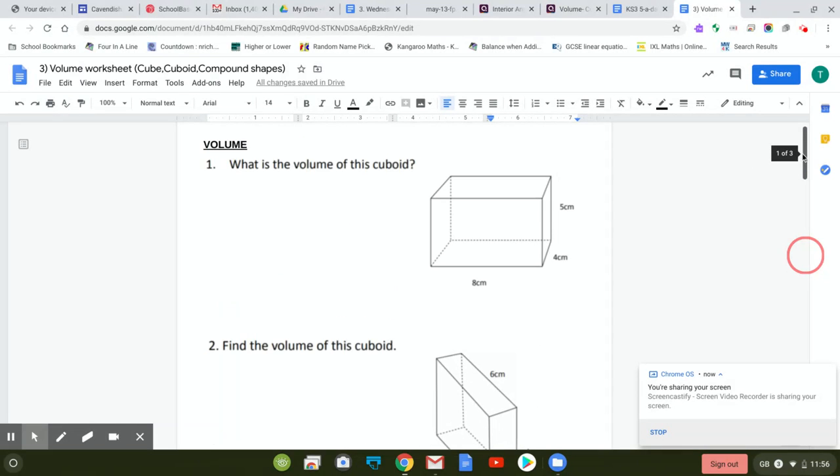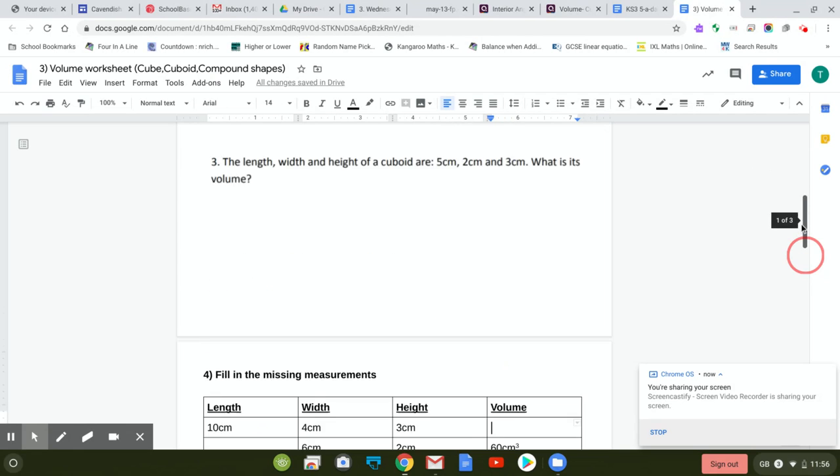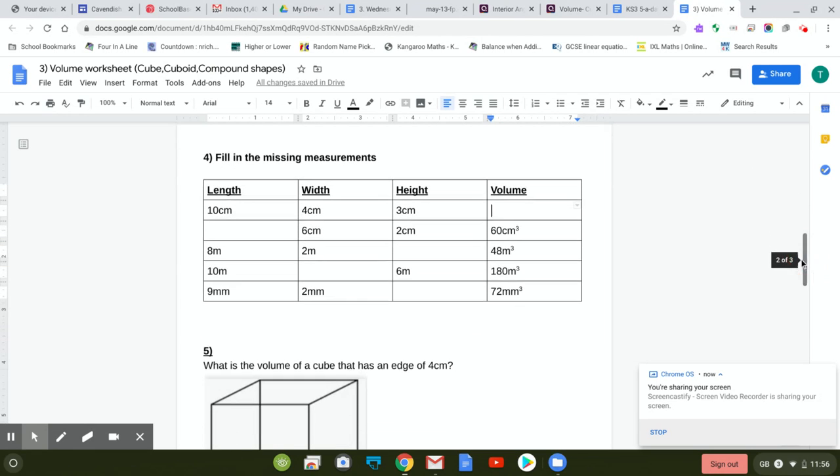So, for volume, it's length times width times height. I'll just go straight into number 4. To get the volume, it's 10 times 4 times 3. So this one would have been 120 centimeters cubed.